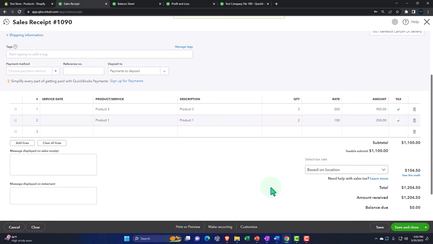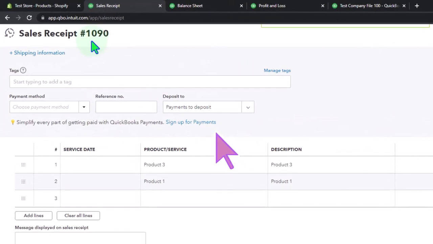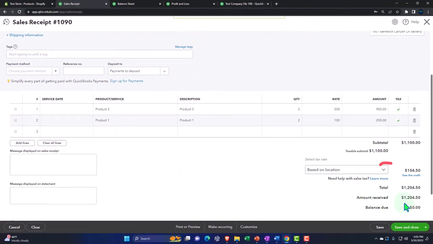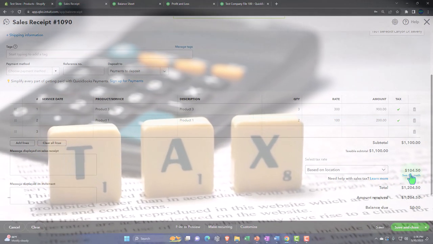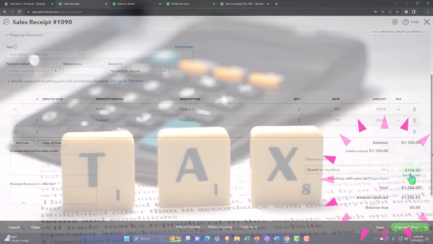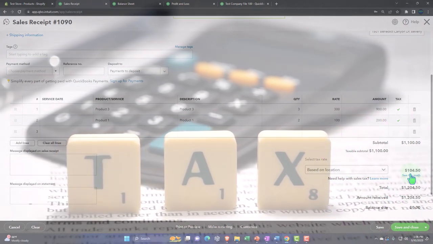So what does that do to our sales receipt transaction? Well, it's a sales receipt, so it's still going to be increasing the payment to deposit, the clearing account, for the full amount, the $1,204.50. It's going to increase revenue driven by the items for the amount that we charged only, $1,100, not including the sales tax. The difference, the sales tax, is going to go onto the balance sheet account of sales tax payable, which we will then pay at a future point in time.